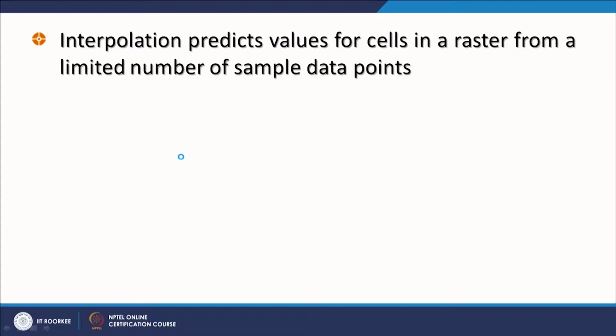spatial interpolation. As we have also discussed while covering the topic of spatial interpolation, interpolation estimates or predicts values for the cell, and of course it is a raster, from a limited number of sample data points, because for every location you do not have observations. So, whatever the observations, whatever the number of points, you can still employ them in spatial interpolation, and still generate a digital elevation model to some accuracy.